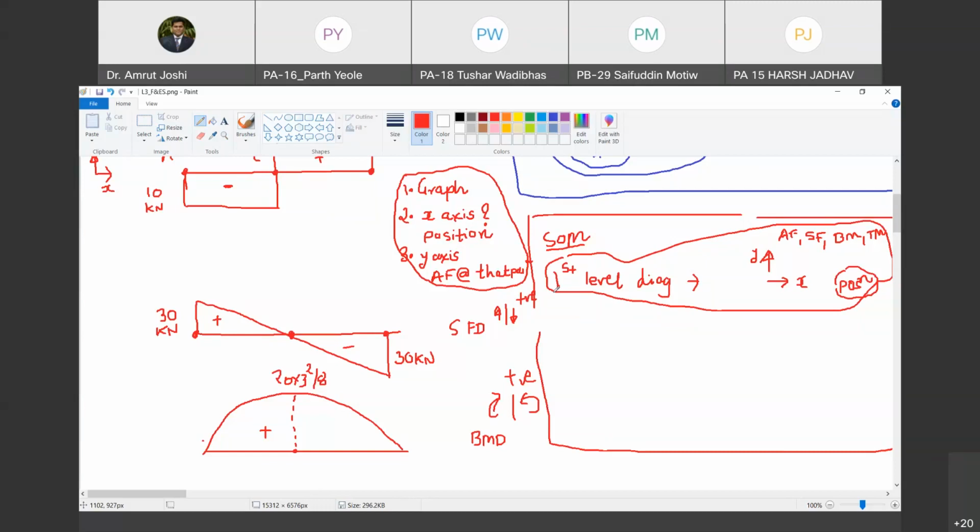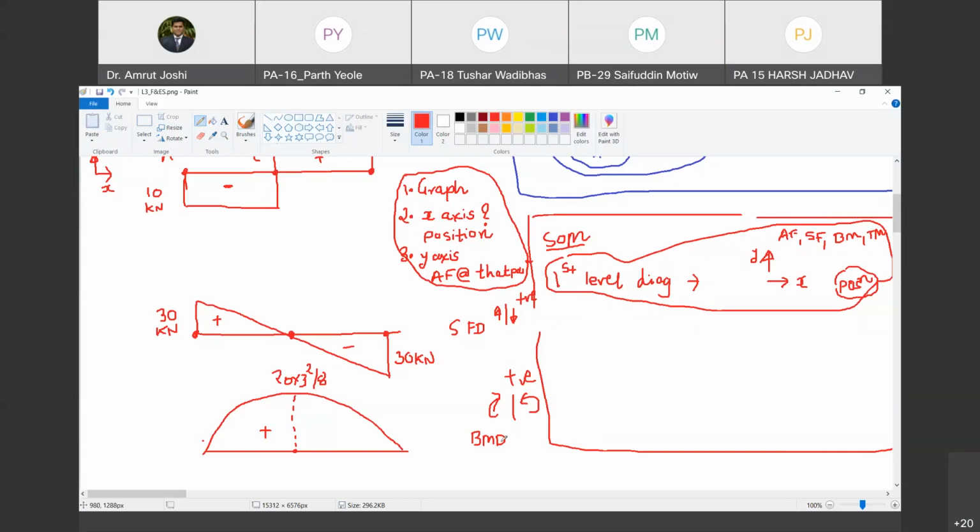Now I am going to ask you even deeper question. Why the hell are you plotting these diagrams? What is the purpose? Tell me. What is the purpose? So to know the point of contraflexion and inflection? Yeah, so that you are talking with reference to BMD.